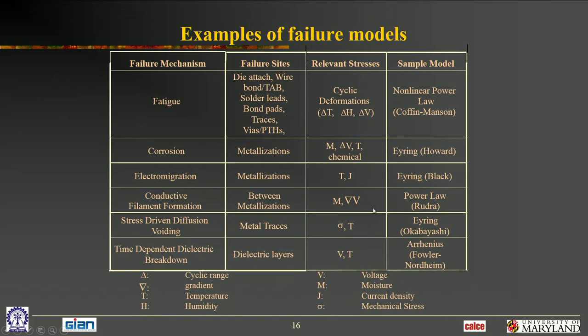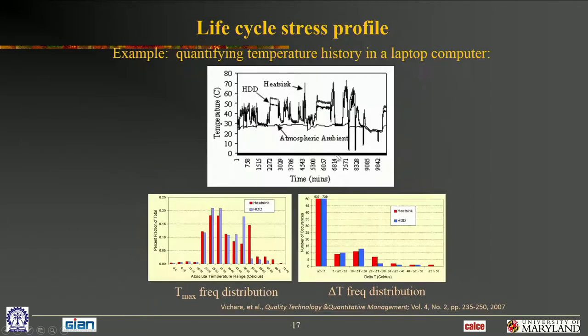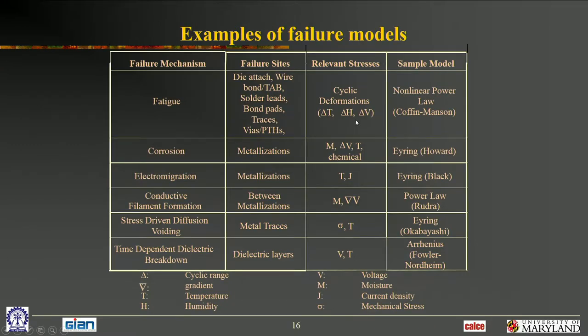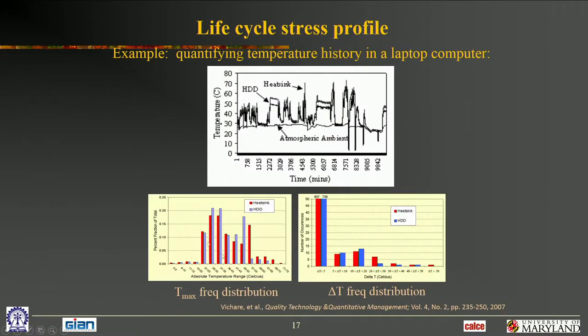Then some mechanisms, like this one, don't care about the cyclic range. They want the absolute value of temperature. So there we have made a distribution of the absolute value of the temperature during that day. How many times are we at 30 degrees C, how often are we at 40 degrees C, and so on. So those are the distributions that I then convert to stresses and input into these models. That's a kind of post-processing we have to do of loads that we measure in the field.